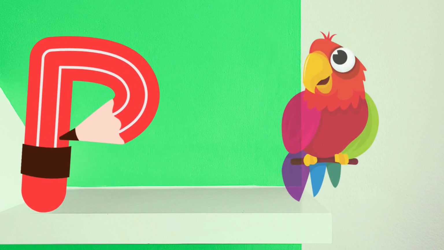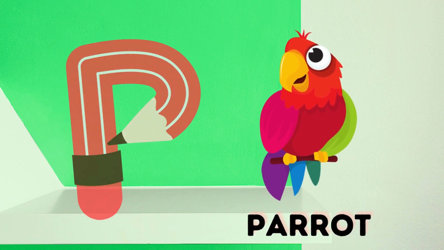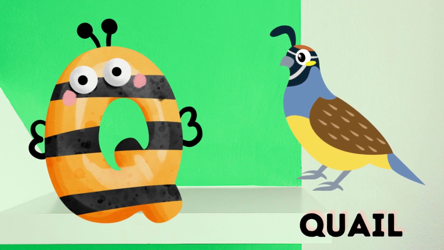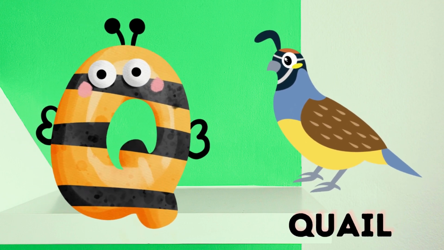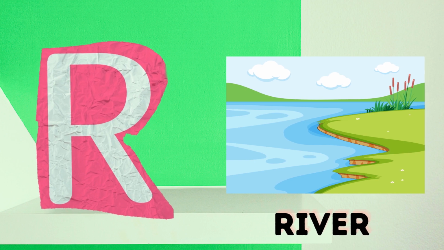P. P for parrot. It is a parrot. Q. Q for quail. It is a quail. R. R for river. It is a river.